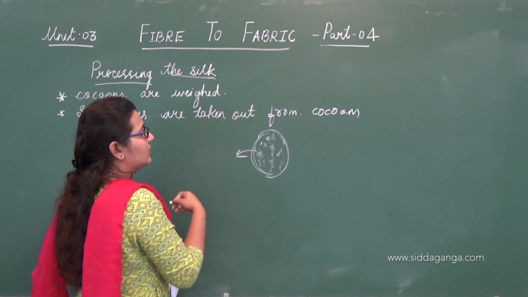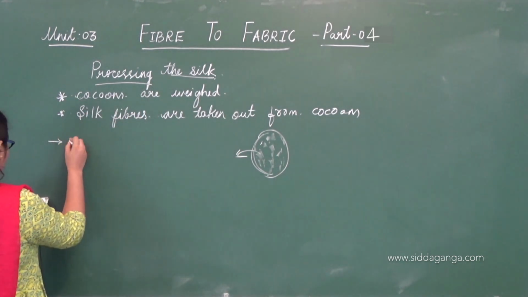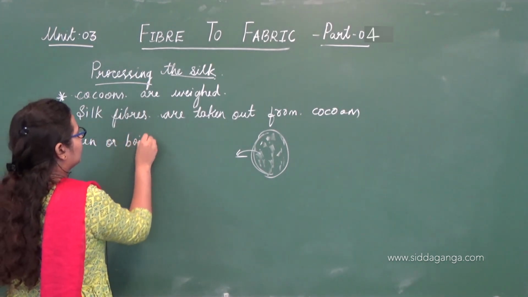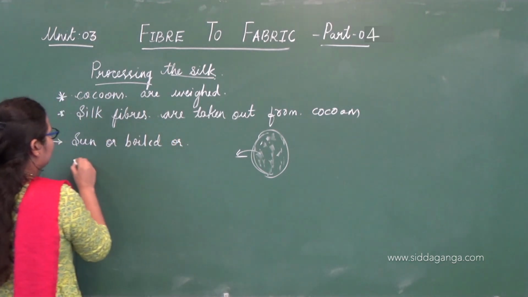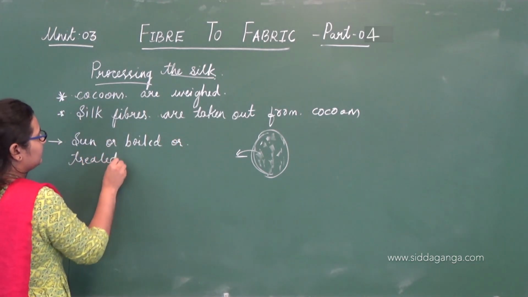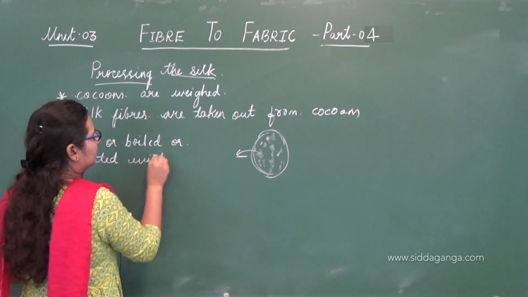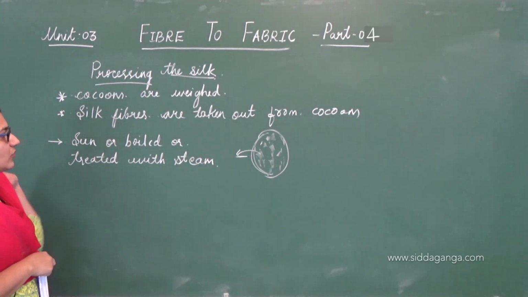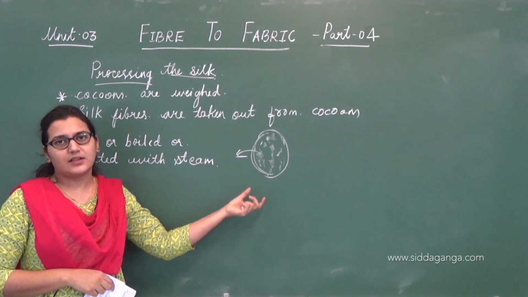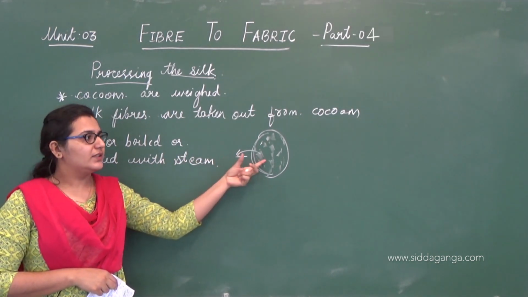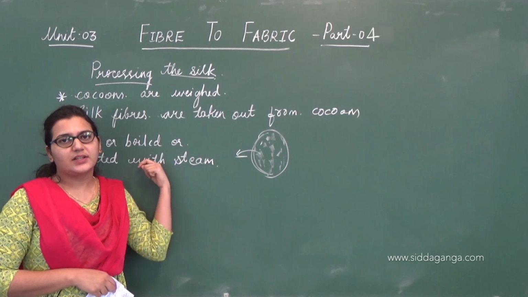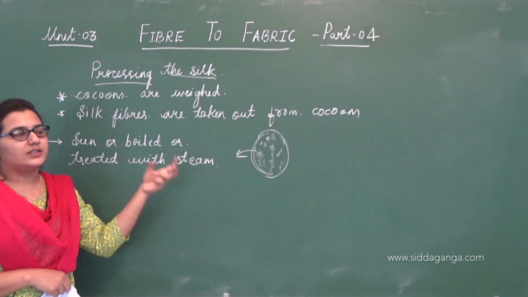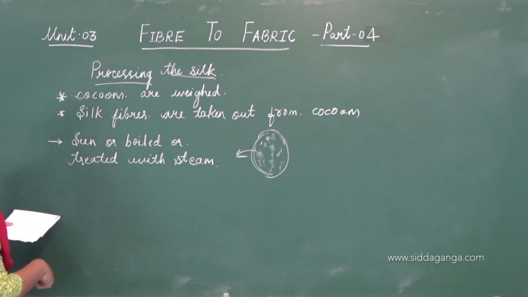How is this process done? Cocoons are kept under the sun, or boiled, or treated in steam, just to provide them the heat. So the surface can be softened and we can take out the silk fiber. So these cocoons are kept in the sun or boiled or given steam to provide the warmth they need.